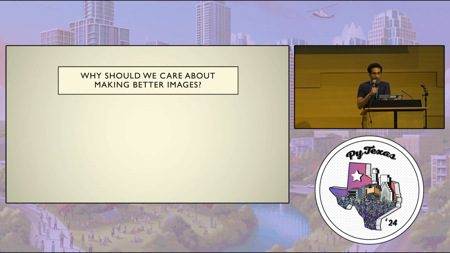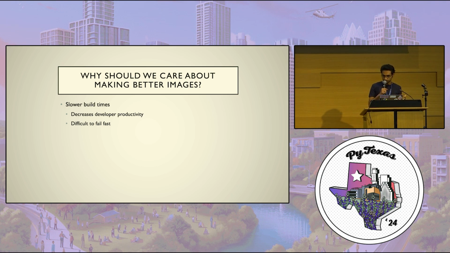So why should we really care about making better images? The main thing we need to think about is that if our images are not efficient, that will lead to slower build times. And slower build times will affect the way developers ship things to production, so it will decrease developer productivity. It's also very difficult to fail fast, which means you have to wait for your code to build in order to test what is going on and whether things are running or not.